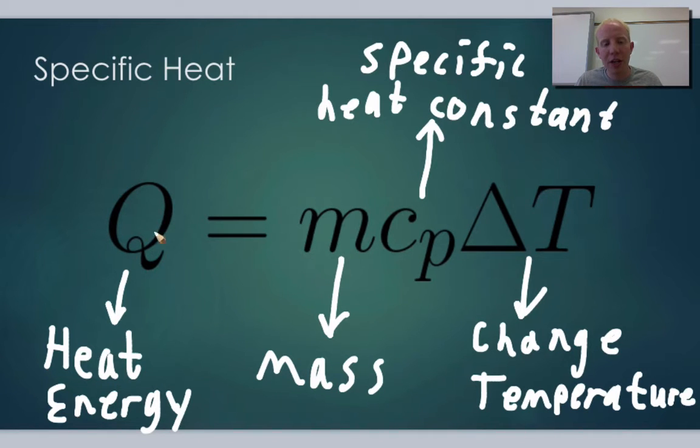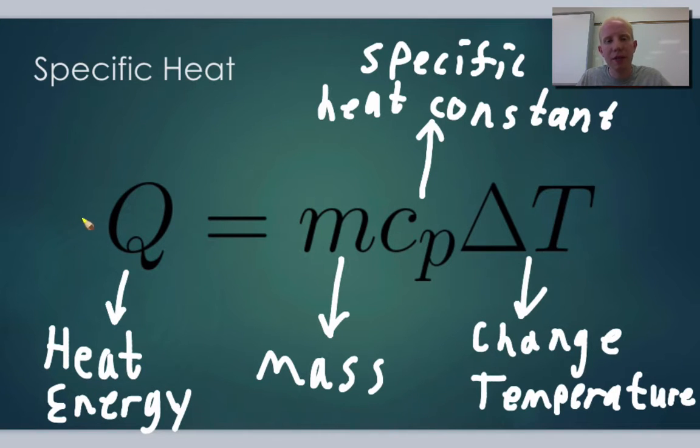Well, how much heat energy I need depends on how much water I have, or the mass of the water, the properties of the water, which are described in the specific heat constant, and how much I'm trying to change the temperature. So if I'm trying to change it by 30 degrees Celsius and I have 2 kilograms, and the specific heat constant of water is 1,000 joules per kilogram or whatever it is, I times those all together. That tells me how much heat I have to put into the system.